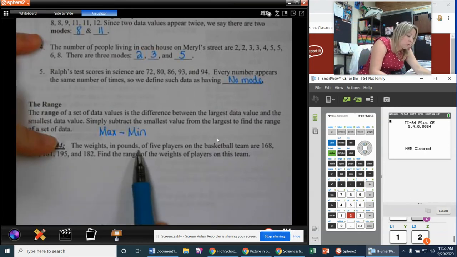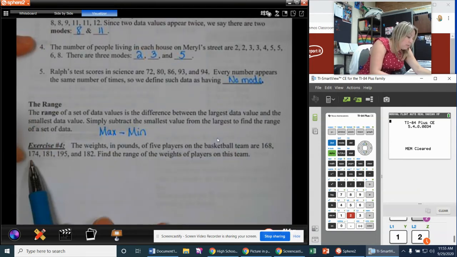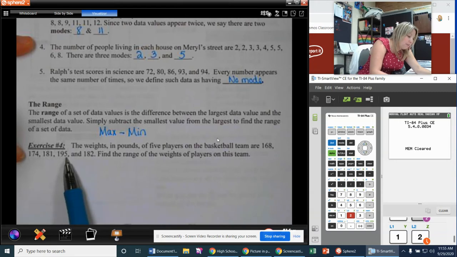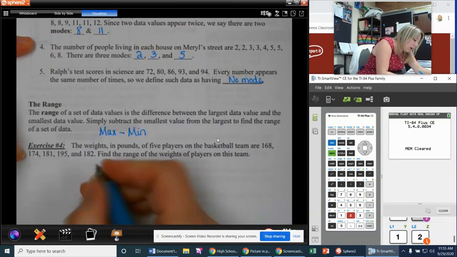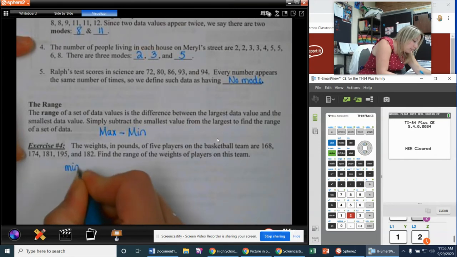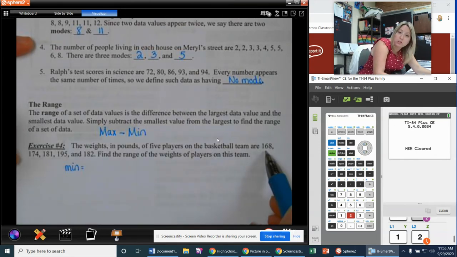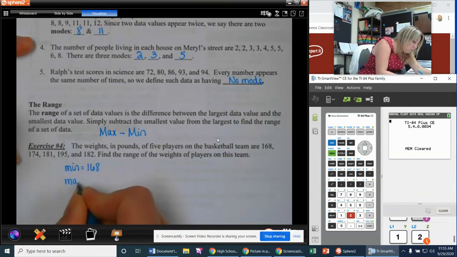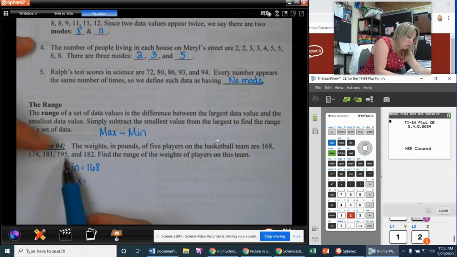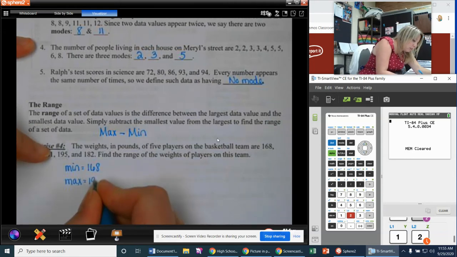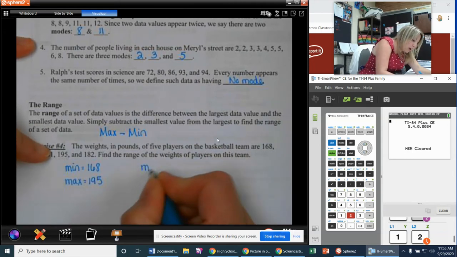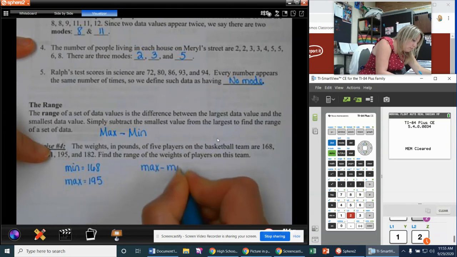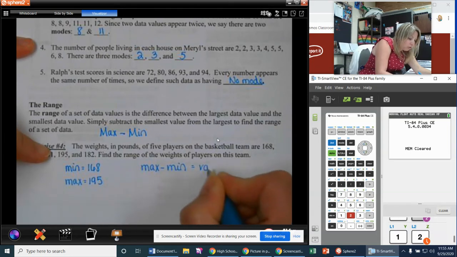So the weights in pounds of 5 players on a basketball team, 5 players total, are 168, 174, 181, 195, 182. What's the minimum, right? So figure out what the lowest one is. Well, the minimum is 168. What's the maximum? Well, what's the highest? That would be your 195. And now you just subtract max minus min, and that's your range.